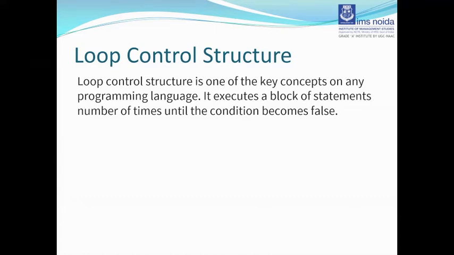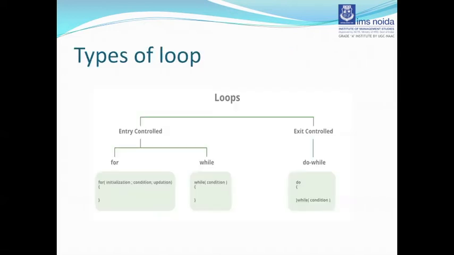The loop control structure is one of the key concepts of any programming language. It executes a block of statements a number of times until the condition becomes false. The statements put inside that block will be repeated until the condition is true. As soon as the condition becomes false, your loop will end there and the iterations will end there. So this is called a loop control structure.